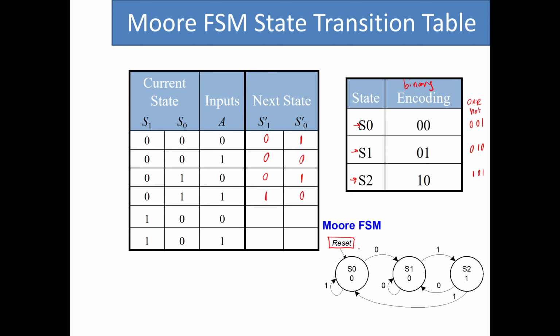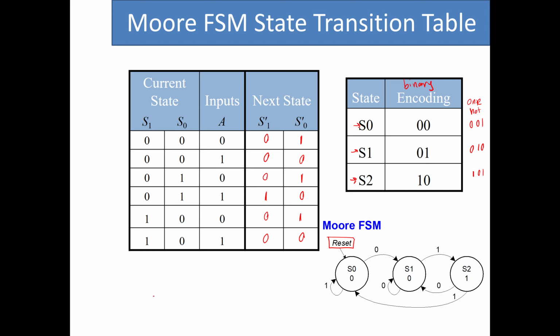And finally, the last 2 rows, we are at the state 2, the input is 1, we go to a state 1, so 0, 1 in this row. And finally, if we are at the state 2 and the input is 1, we go to a state 0. So 0, 0. So this is the completed encoded state transition table.